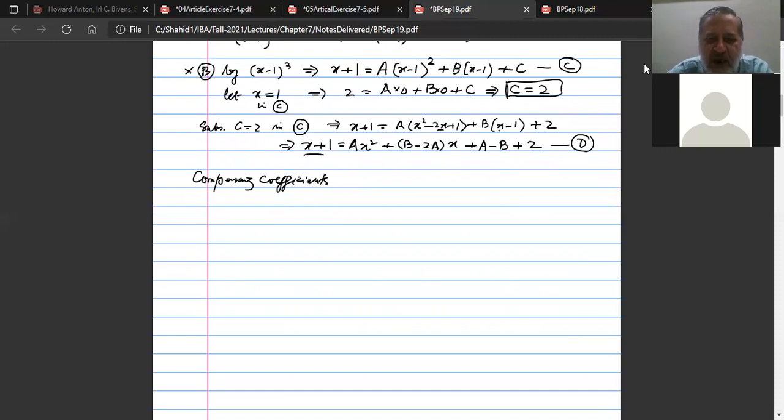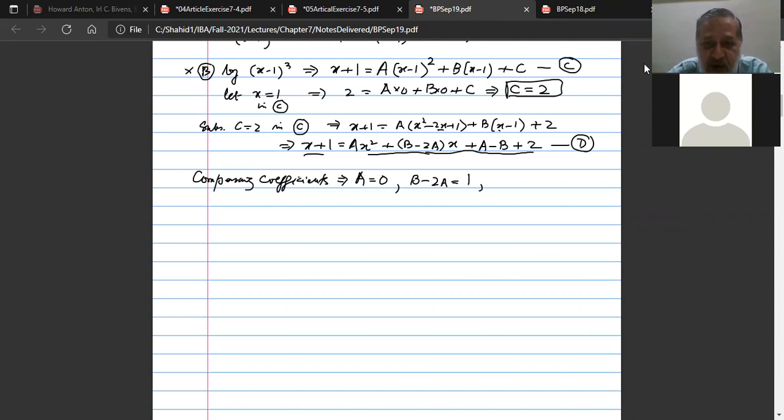On the left hand side and on the right hand side. Do we have x square term on the left hand side? No, we don't have x square term on the left hand side. So the coefficient of x square on the right hand side should be 0 because there is no x square term on the left hand side. Do we have a term of x on both sides? Yes. So the coefficient of x on both sides should match.